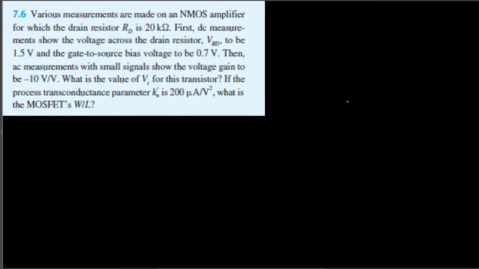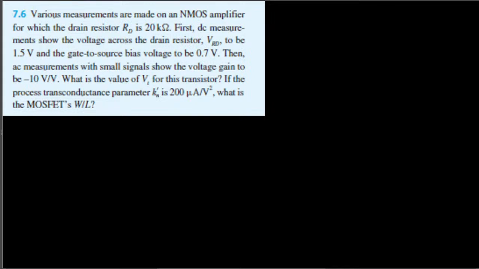These measurements are made on an NMOS amplifier for which the drain resistance is RD. That is, drain resistor RD is 20 kilo ohm. First, DC measurement shows the voltage across the drain resistor, VRD, to be 1.5 volts and the gate source bias voltage to be 0.7 volts. Then AC measurement with small signal shows the voltage gain to be minus 10 volts per volt.